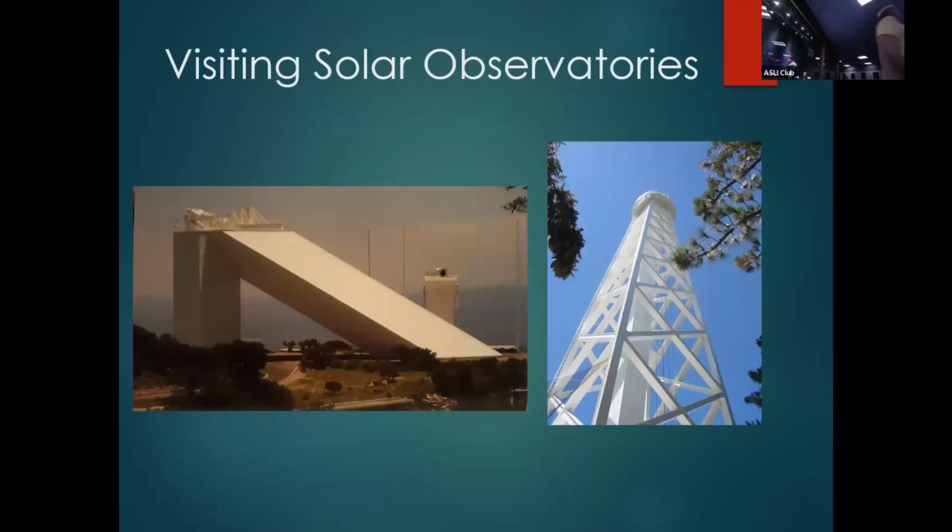Okay, now visiting solar observatories. I'm pretty sure that when you travel around, you may visit a solar observatory. So in the near future, if you plan to see an observatory, see if you are able to visit a solar observatory. Let me give you an example of when I visited a solar observatory in the past.